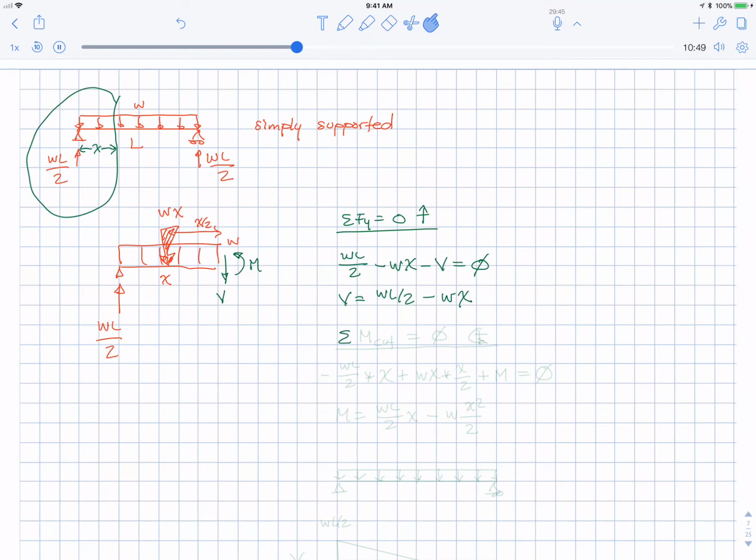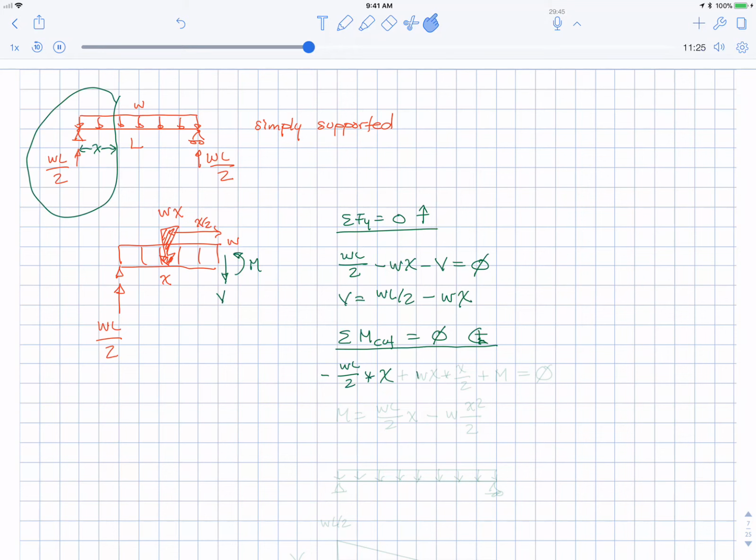Next, we're going to take some moments about the cut equals 0, counterclockwise as positive. This will give us M. The reason we take the moment around the cut, it eliminates shear from the equation, and I don't want to put in that shear equation. Okay, taking moments about the cut, that WL over 2 has a perpendicular distance of X from the cut. It's going clockwise around the cut, so negative.